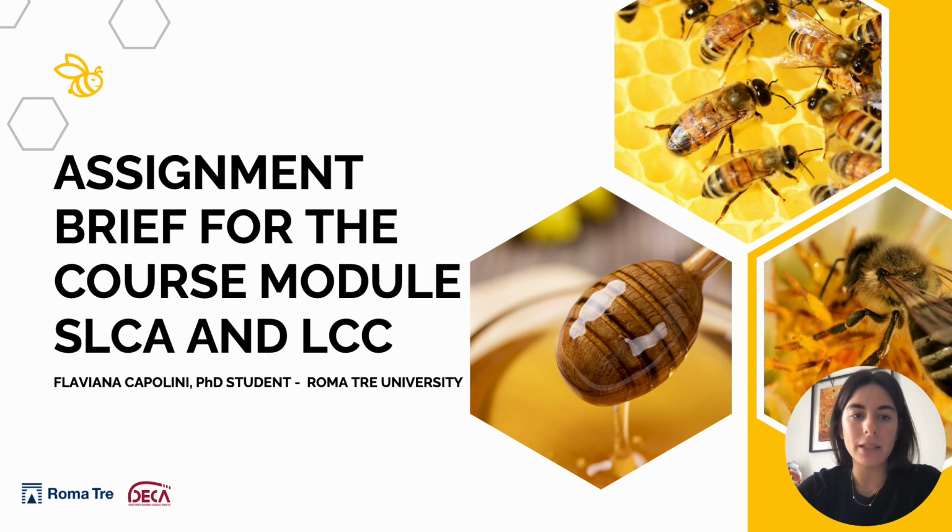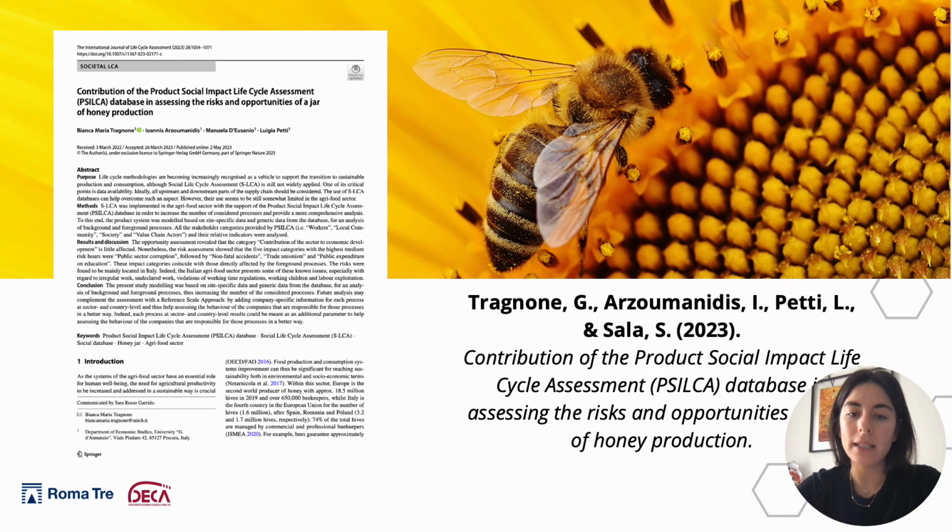Today I will present the assignment for the course module Social Life Cycle Assessment and Life Cycle Costing. For the analysis, I chose the Social Life Cycle Assessment conducted by Tragnone et al. The article is titled Contribution of the Product Social Impact Life Cycle Assessment Database in Assessing the Risk and Opportunities of Honey Production. This study applies LCA and SLCA to the agri-food sector, focusing on a typical product from central Italy, a 2050 grams jar of orange blossom honey produced by a small family-run company located in Abruzzo.